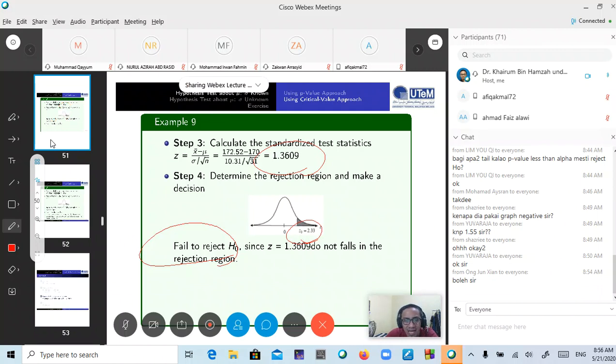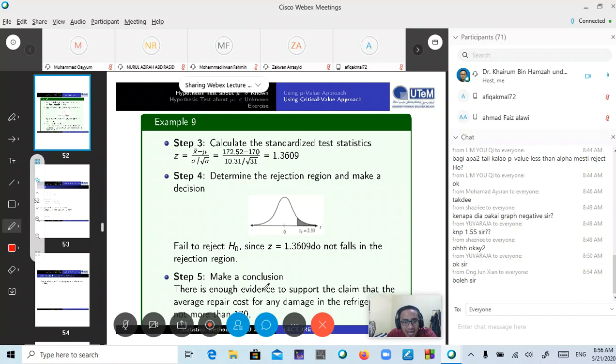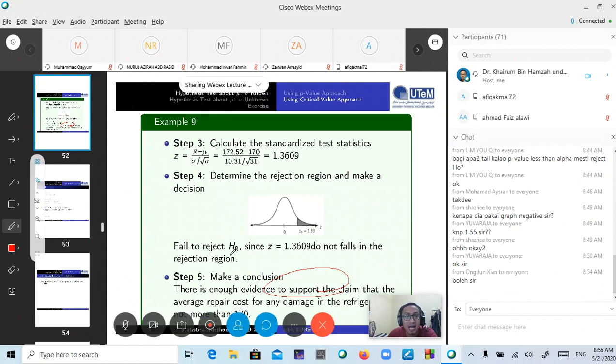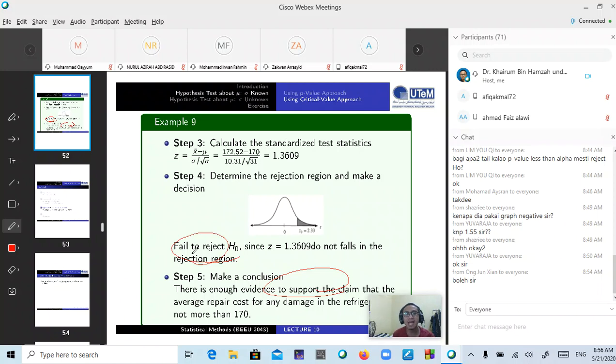When you fail to reject H naught, you can make a conclusion: there is enough evidence to support the claim. Because your claim sits in H naught, and in this case you fail to reject H naught, you support your claim that the average repair cost for any damage in the refrigerator is not more than 170. Any problem?